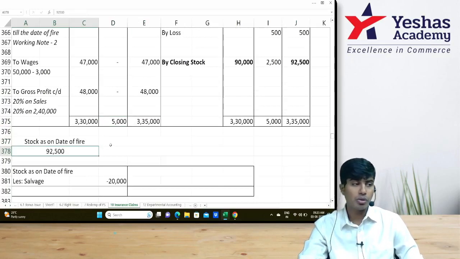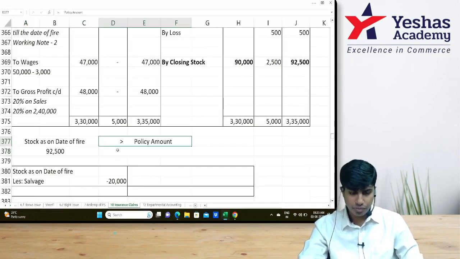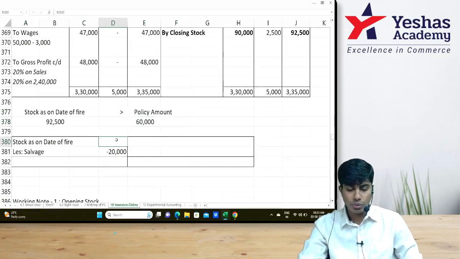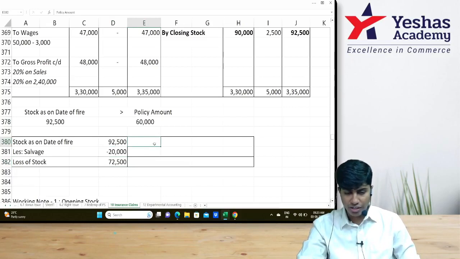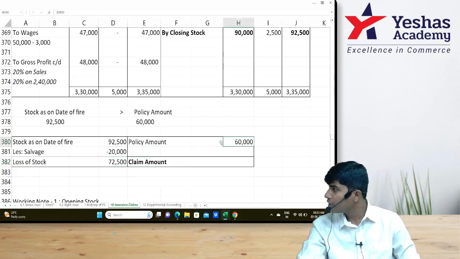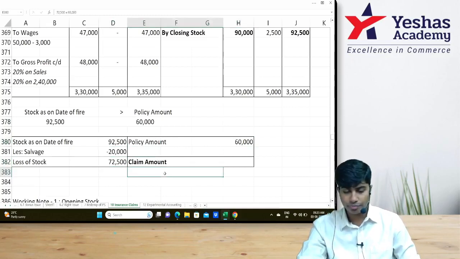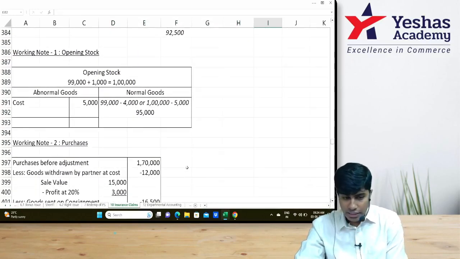What is the policy amount? 60. Under insurance, what do we do? 92,500 minus 20,000 is 72,500. So for 92,500, they should have taken a policy. They have taken a policy of only 60. So how much will be the claim? 72,500 into 60 divided by 92,500. 47,027. That's it. Easy? Yes.